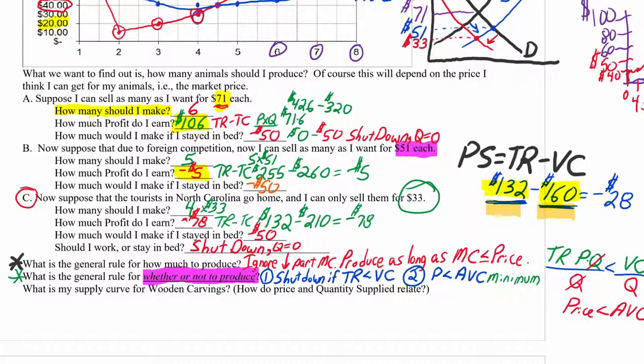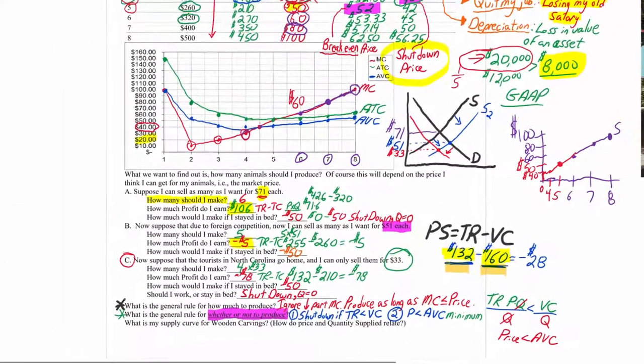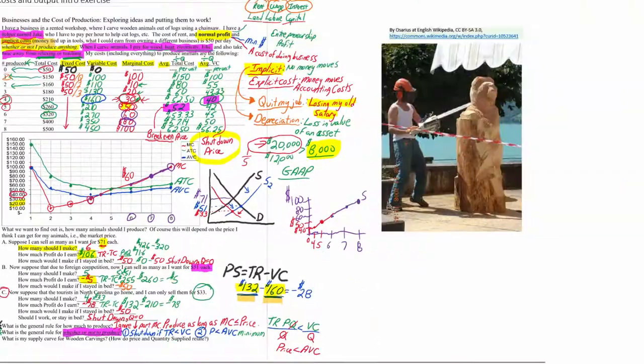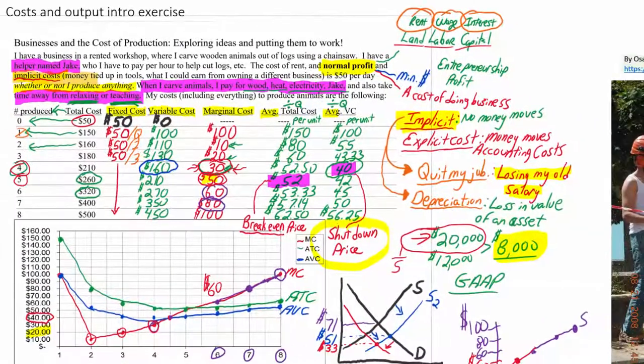But if you understand most of what I just covered here, then you are going to understand most of what is covered in a chapter or even two in a book on costs and production and how to use these tables for business decisions.